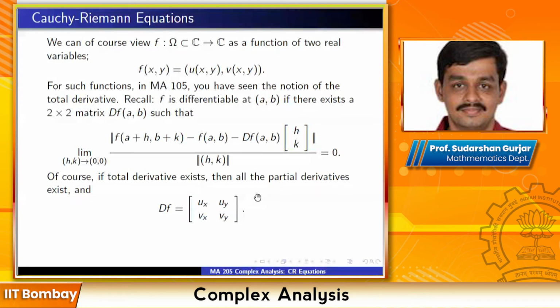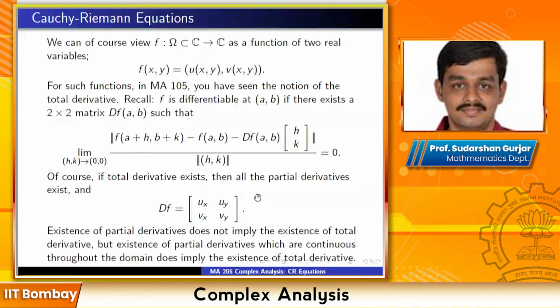So this is MA 105. The existence of partial derivatives does not imply the existence of total derivative, but the existence of partial derivatives which are continuous throughout the domain implies the existence of total derivative. This is just really recalling what you already know.